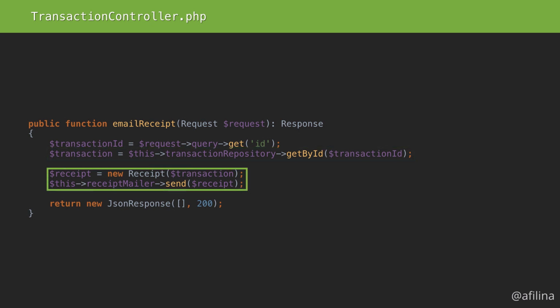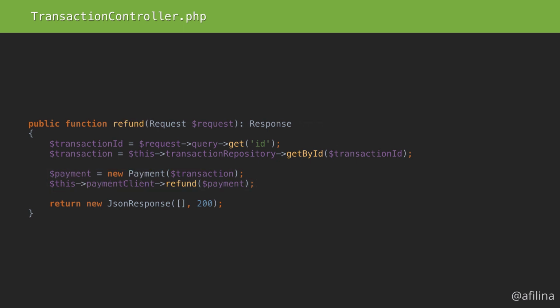We then convert it to a receipt object. It will hold only the data that we'll need for a receipt and nothing more. The refund method follows a similar flow. We convert the transaction to a payment object, which is then passed to the payment client's refund method.